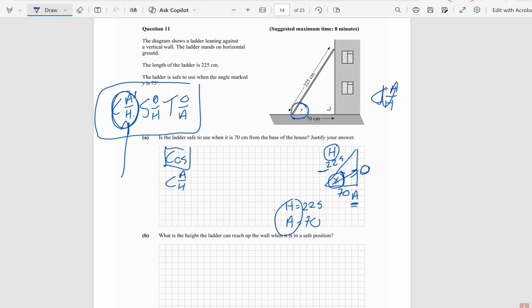We're looking for the angle. So if you remember that little internal joke we had, we press shift. So it's shift, cos, and then we're looking to put in the A on top and the H on the bottom, with our fraction. And when we do that, we get 71.89 degrees. So, is that 70 degrees? No, it's not. So we will just say not safe.